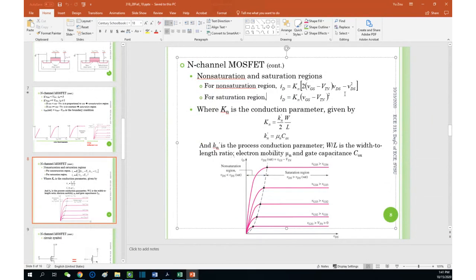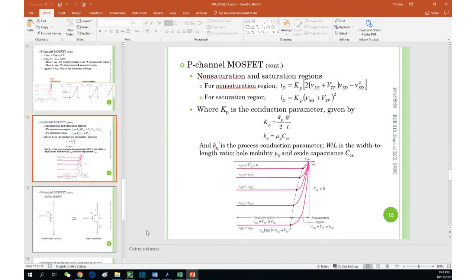Can you see these two equations? One for saturation, the other is for non-saturation. At the beginning, you assume saturation, so you use the second one. And if afterwards it turned out to be wrong, then you go back to use the first one here. Of course, this is the N channel. You go to page 12 for P channel equations here.